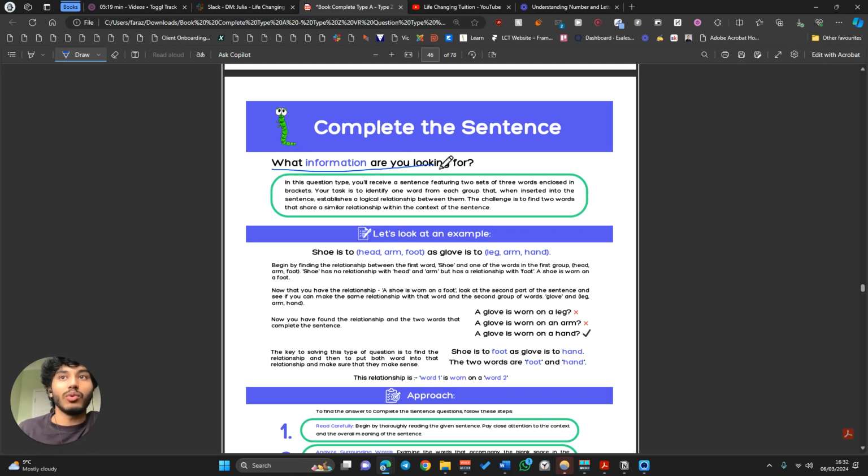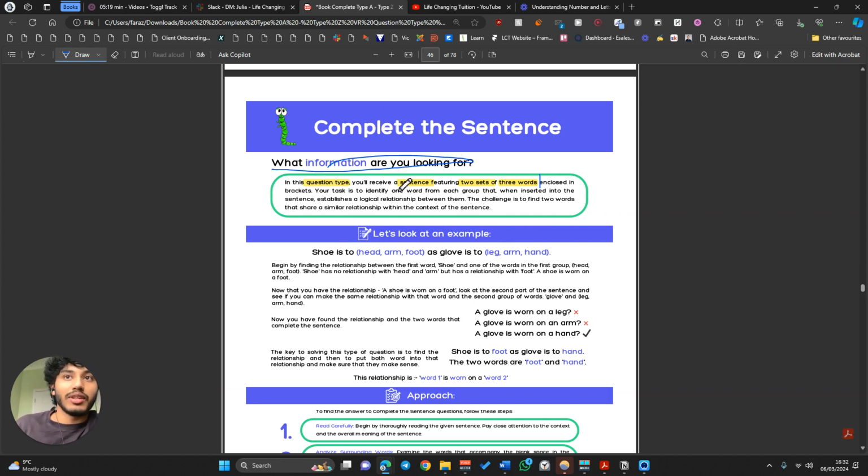So here it says, what information are we looking for? Let's have a read of the instructions. It says, in this question type, you'll receive a sentence featuring 2 sets of 3 words. You want to stop there. Don't overload yourself with information. First, read the first few words in the sentence in this instruction, and then look at the example. This is how you should read all of your instructions.